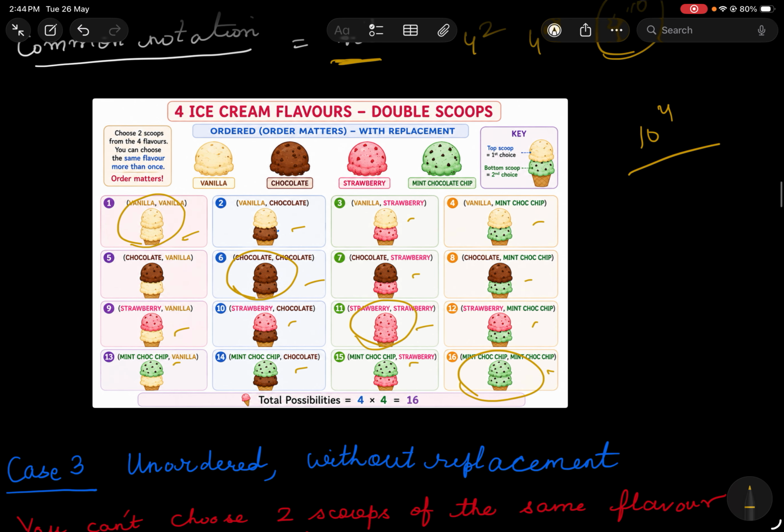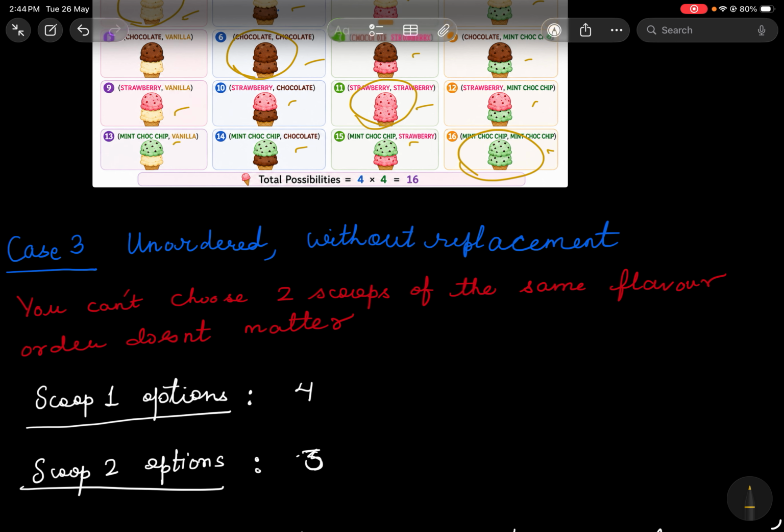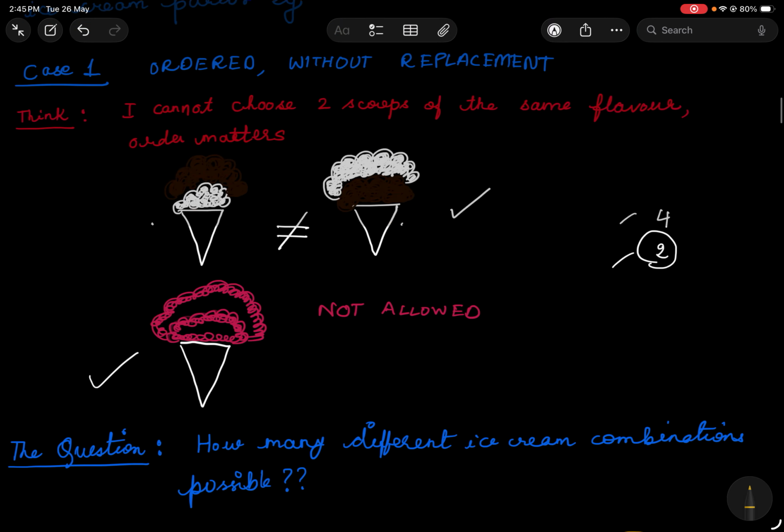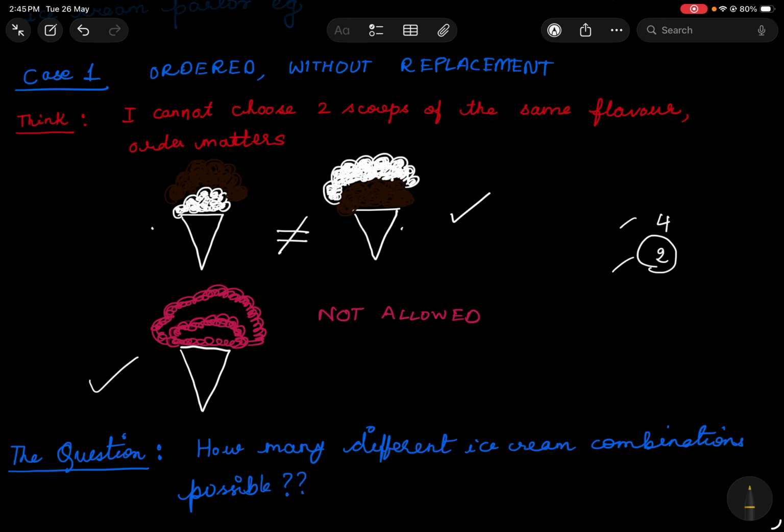All right, great. Let's go to case number 3. Now in this case, unordered without replacement. Now again I cannot choose same scoop in both the scoops, but now the order doesn't matter. Okay, so if I go back to my previous case, I had written that this is not equal to this. It meant that this and this are actually 2 different options that you're choosing. But what now I'm asking is that no, these are the same. It just matters that what 2 flavors you're choosing, okay? Where what is first, what is second doesn't matter.